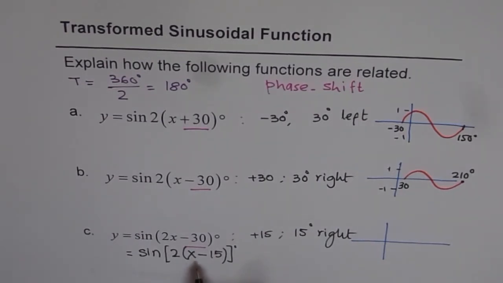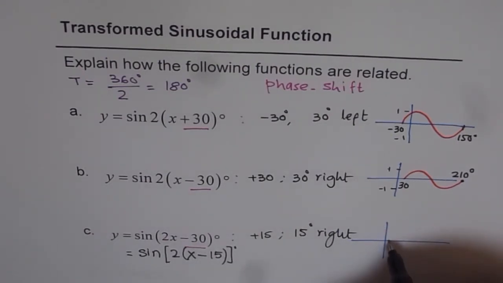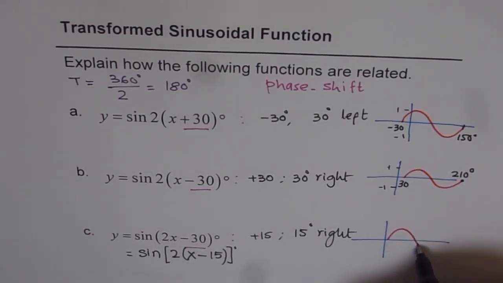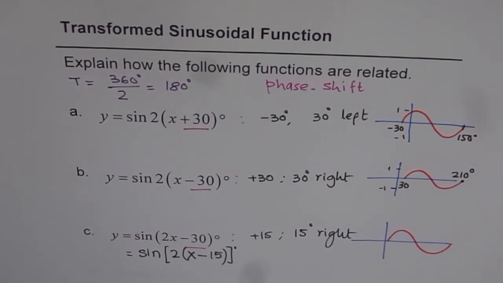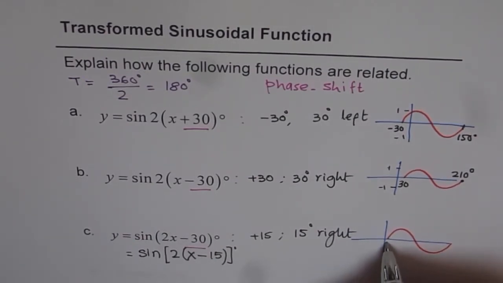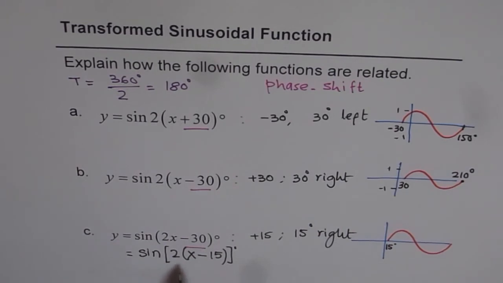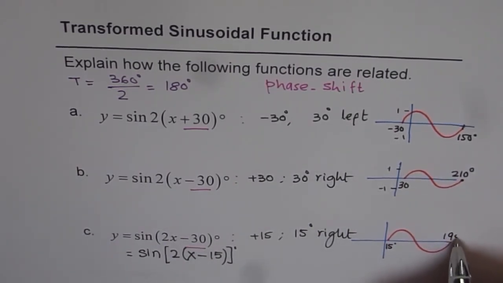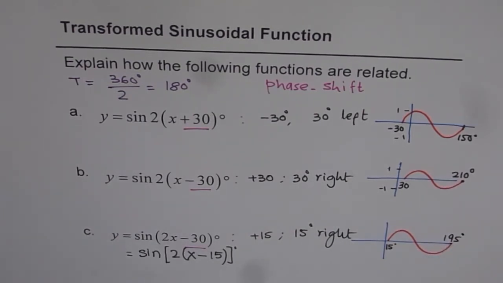Now in the last case, the time period is 180, but it starts after 15 degrees. So the last case will be kind of like this. It will start at 15 degrees and end at 180 plus 15, so 195 degrees. So that is how they are related, and that is how you should understand them. Now with this knowledge, let's move on and do transformation of sinusoidal functions. I hope you appreciate it. Thank you.